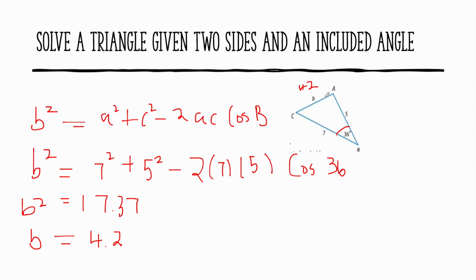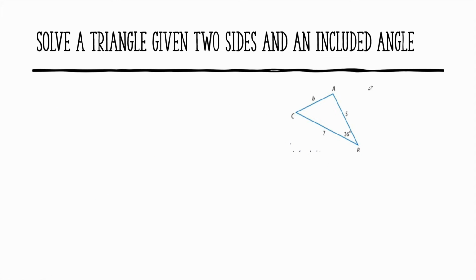The next thing we need to do is to find the missing angle. When we are looking for the missing angle here, what we need to do is to find the smaller angle. Because sometimes when you start by finding the big one, you might have an error in your calculation. So it's always best to start with the smallest angle. And you can use the sine rule now. Because you have this side 4.2, you can use the sine rule to find angle C.